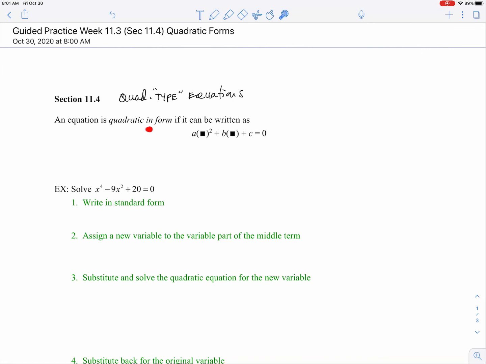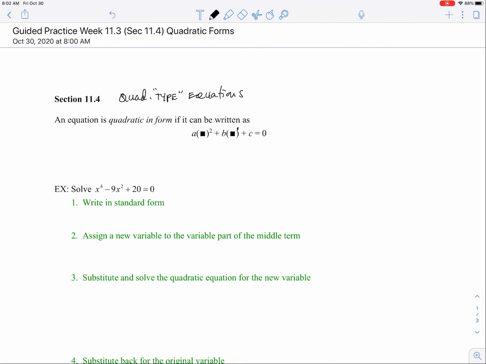An equation is quadratic in form if it can be rewritten as a times something squared plus b times something specifically to the first power plus c is equal to 0. So it has that quadratic form. But what you'll notice in this first example, x to the fourth minus 9x squared plus 20 equals 0, is it's not quadratic because it's got a fourth power.